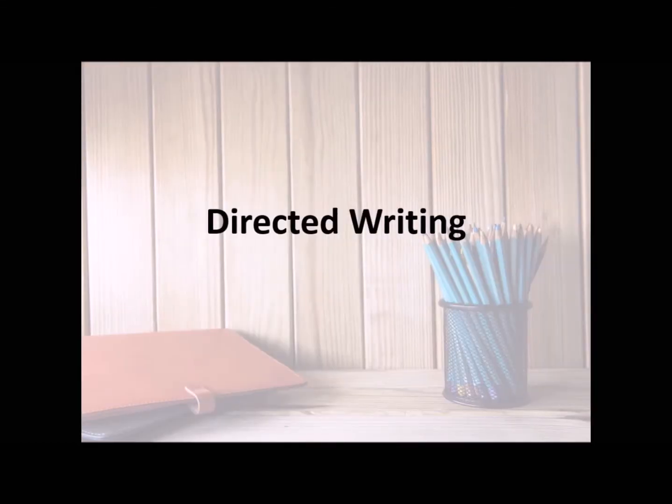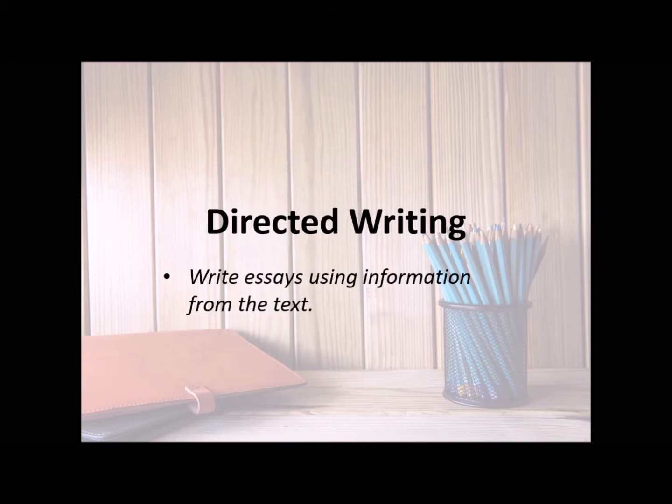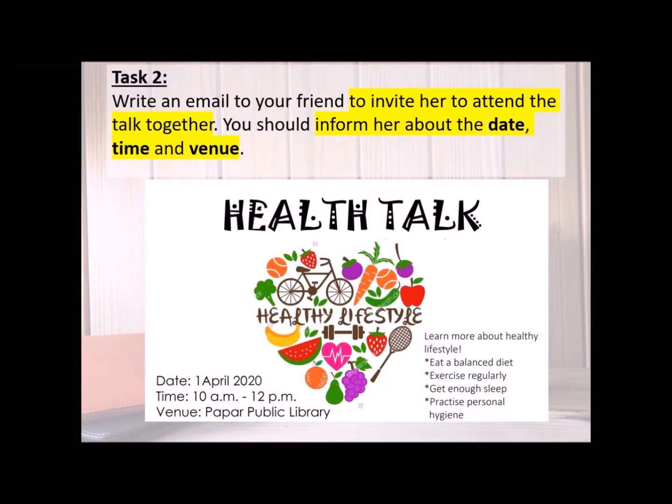Next, let's move on to the next writing activity, directed writing, where we write essays using information from the text. And in today's lesson, we will be using information from this poster. Task 2. Question. Write an email to your friend to invite her to attend the talk together. You should inform her about the date, time, and venue. Check the poster again and you will find the answers right here.